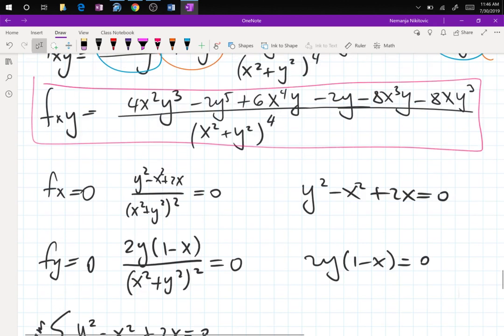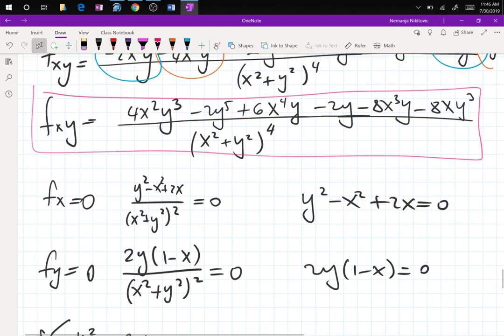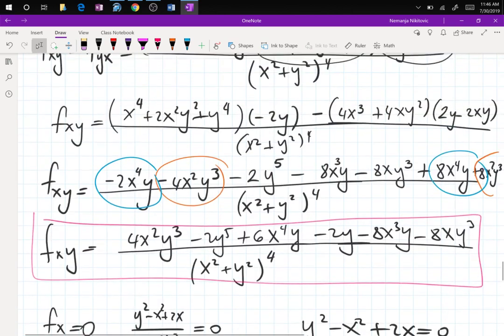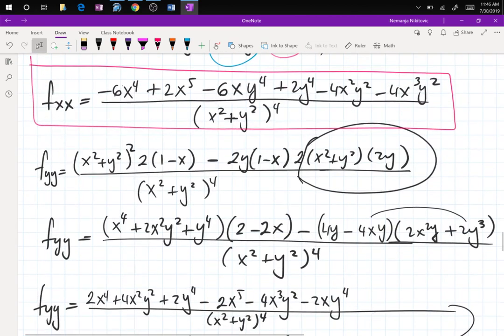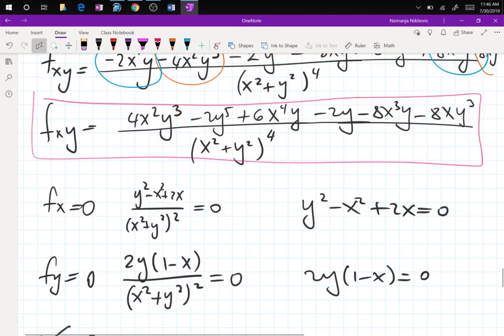Now, to calculate D, please observe that f_xx, f_yy, and f_xy all have x's and y's in the numerator, right? And they all have x squared plus y squared in the denominator. This means that (0, 0) doesn't work, because 0 plugged in for every x and every y will just make everything 0 divided by 0. So for (0, 0) the test is inconclusive.